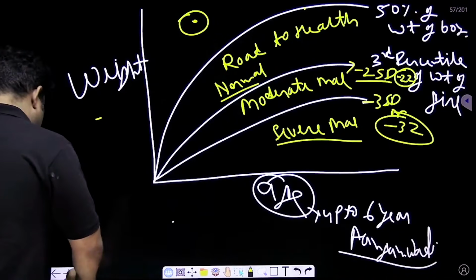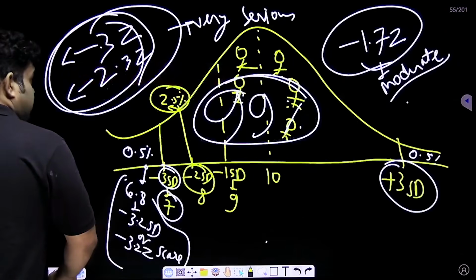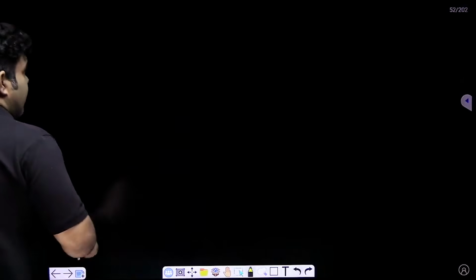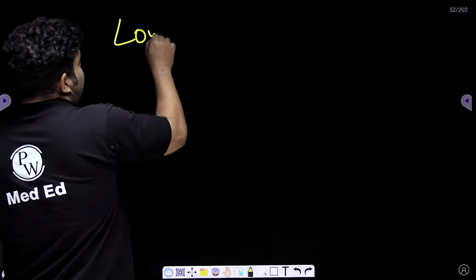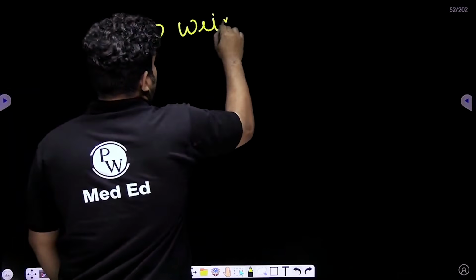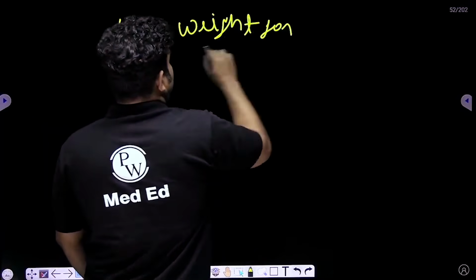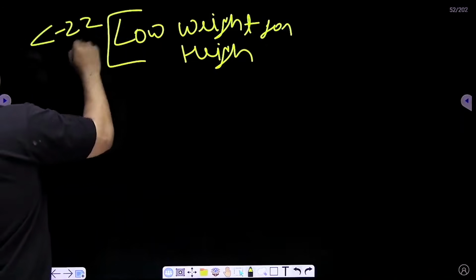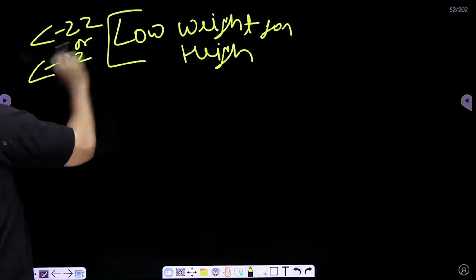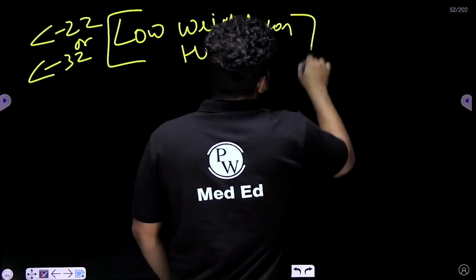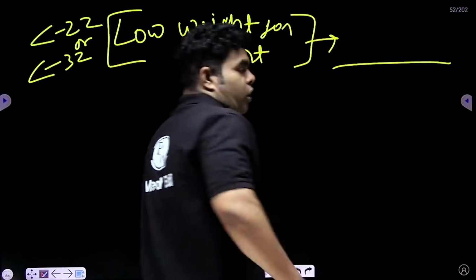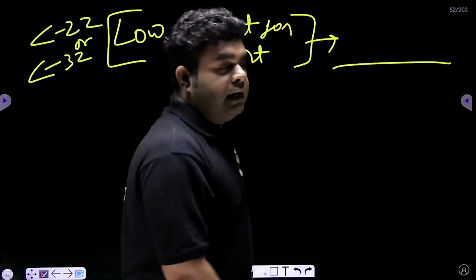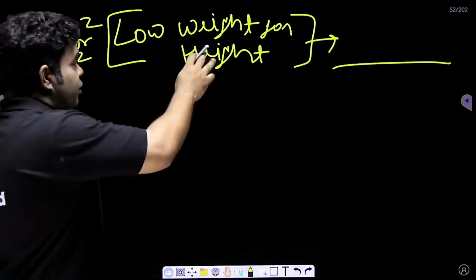Now, one more extra concept you need before solving this question, which was in the AIIMS exam, is that when there is low weight for height, what do you mean by low weight for height? Low weight for height means less than -2 Z score or less than -3 Z score. So low weight for height, does it indicate acute malnutrition or chronic malnutrition or both? This is my question. Is it acute or chronic or both? Do reply. Which type of malnutrition is here?